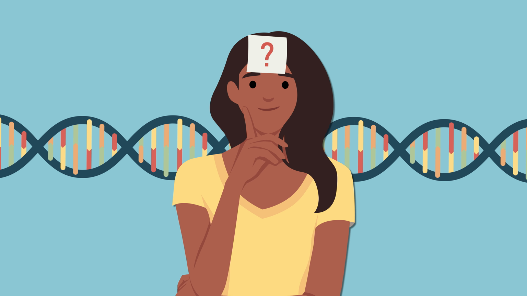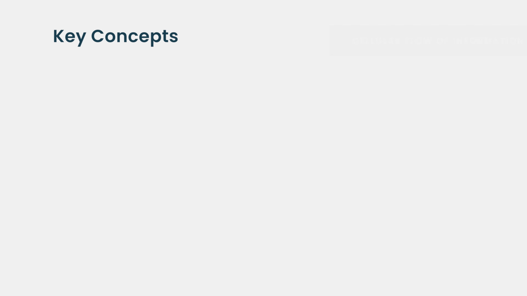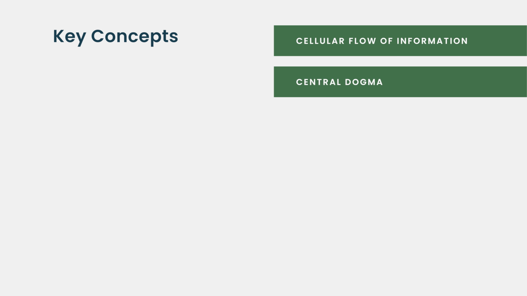Have you ever wondered how the information stored in your DNA actually becomes the proteins that make your body work? In this lesson, we'll explore the cellular flow of information. This process, often called the central dogma of molecular biology, is the foundation for understanding how cells function, how mutations can lead to disease, and how new treatments are developed.